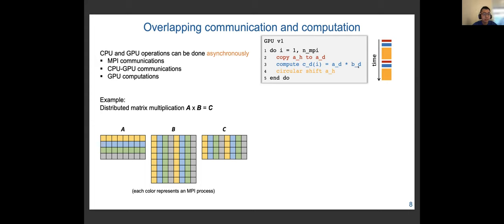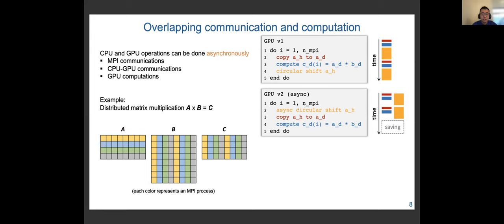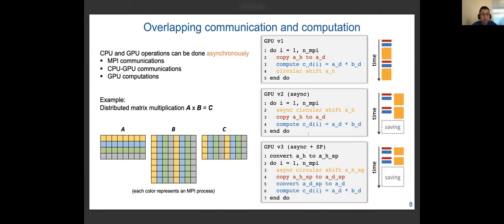orange is the time spent on MPI. Then we can optimize this code by using non-blocking MPI communication, which means that while the GPU is doing the computation, in the background the CPU is doing MPI communication to prepare the next block of the matrix. By doing this, we can hide the cost of the GPU computation behind the MPI communication. And actually, we found that the MPI communication part, in this case, is more expensive than the computation itself. So the communication can be further sped up by communicating the data in single precision.